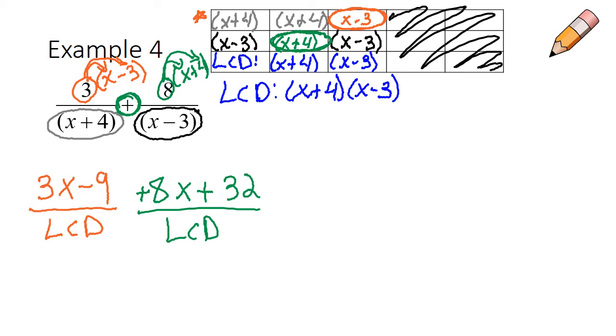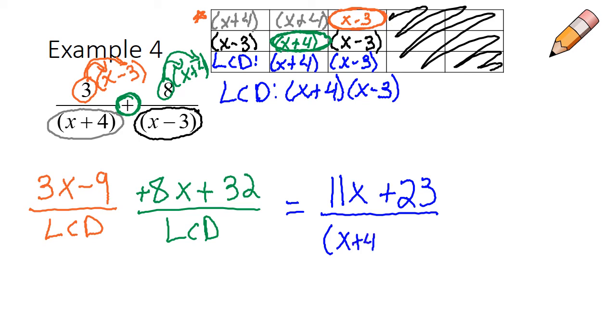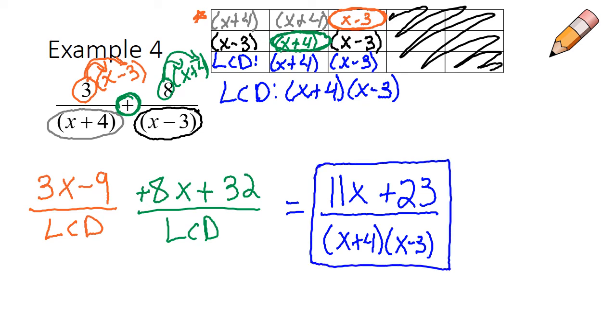Now that I have a common denominator, I'm going to add my numerators. So I have 3 plus 8, which is 11x. Negative 9 plus 32, which is a positive 23, over my common denominator, which is x plus 4, x minus 3. I can't factor my numerator, so this is going to be my final answer. All right, there she be.